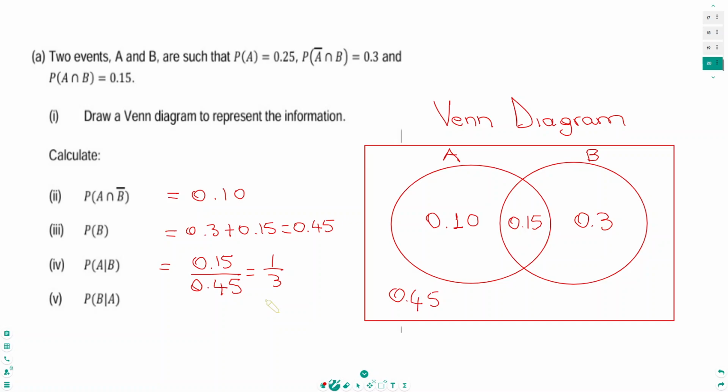And lastly, we need to find the conditional probability, given that the event A happened, what is the probability of B? Now we consider only the circle A, and the total numbers inside the circle A is 0.10 plus 0.15. This is 0.25 as a denominator, and the probability of B is 0.15, the intersection. So 0.15 divided by 0.25 gives us the value of this conditional probability, 3/5.